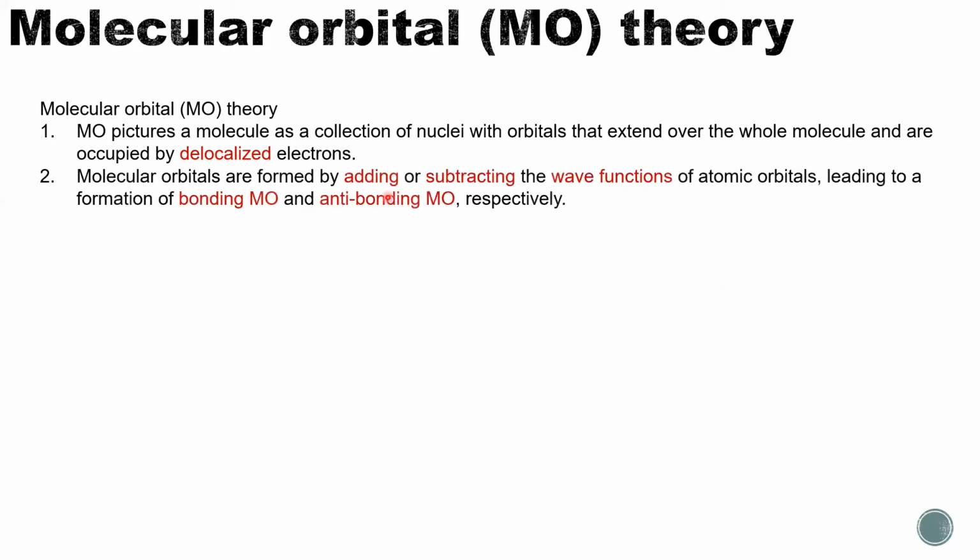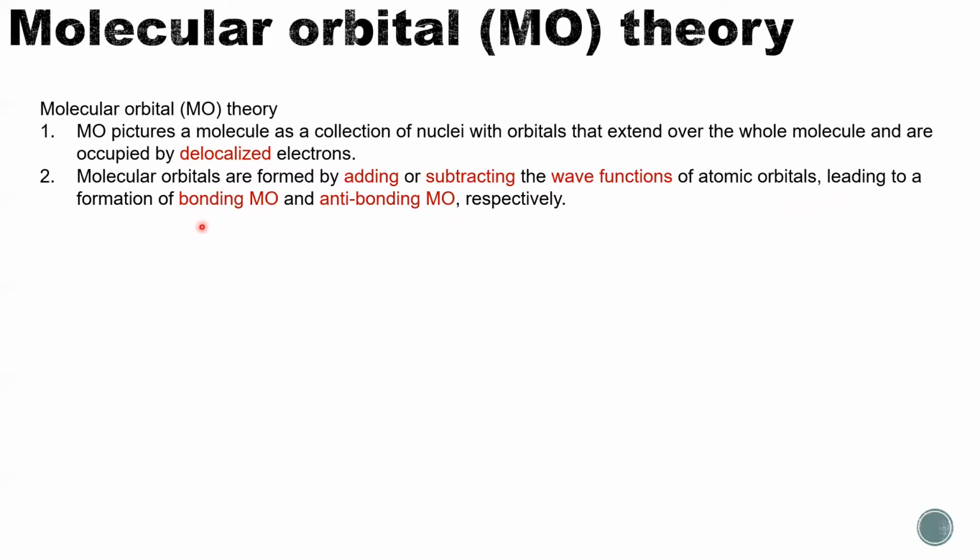And how do we generate these molecular orbitals? They are formed by adding or subtracting the wave functions of atomic orbitals. A wave function is a function to describe atomic orbitals. You don't need to know how to solve that in this General Chemistry 1 class. That leads to the formation of bonding molecular orbitals and anti-bonding molecular orbitals, respectively.